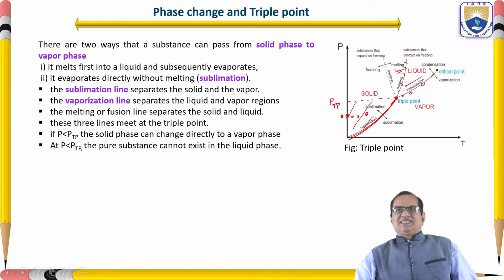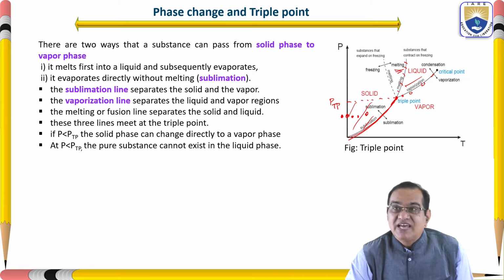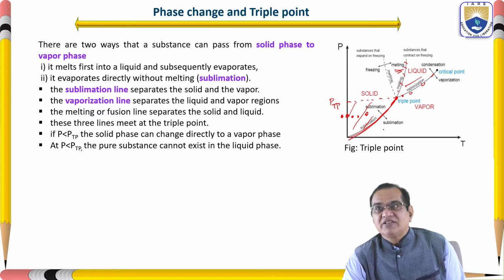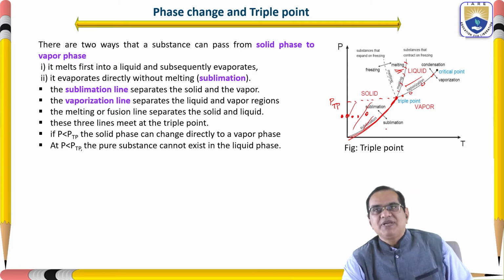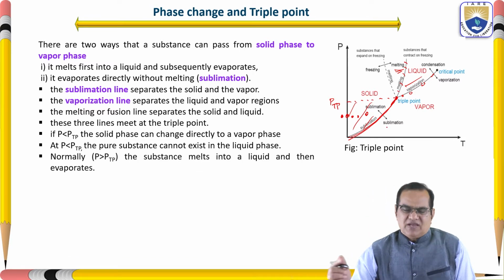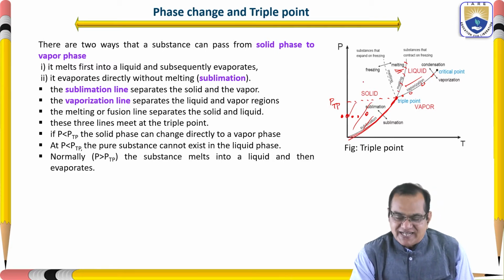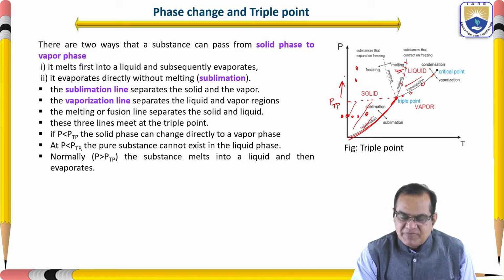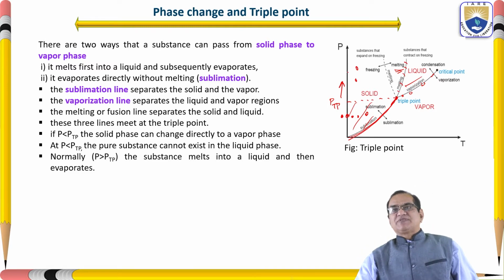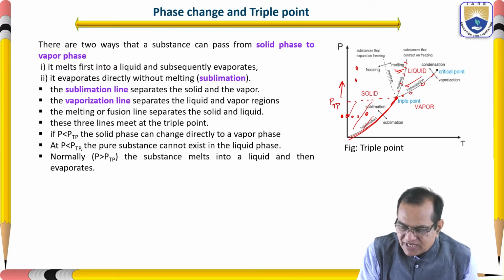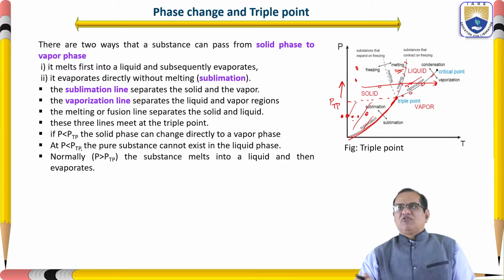At P less than P TP, the pure substance cannot exist in the liquid phase. So in this range, there will not be liquid. There will be solid or vapor. Liquid will not exist. Normally, in most cases, P is greater than P TP, on this side. The substance melts into a liquid and then evaporates. So from here, solid to liquid, it moves like this. Here is the liquid, solid, liquid, and then it is evaporated.